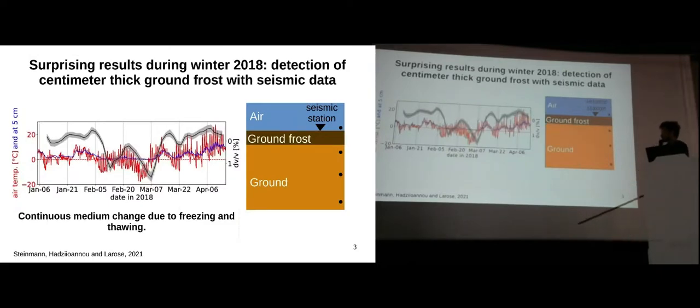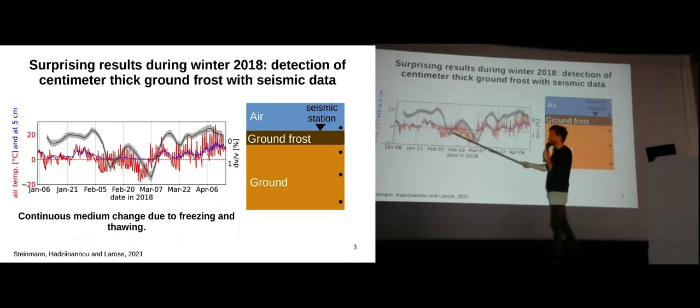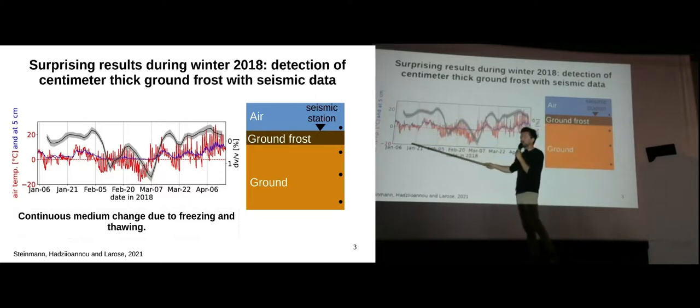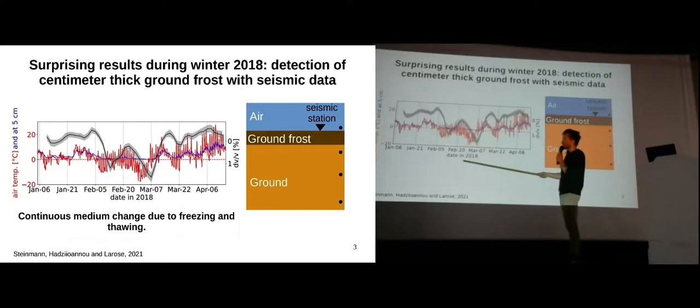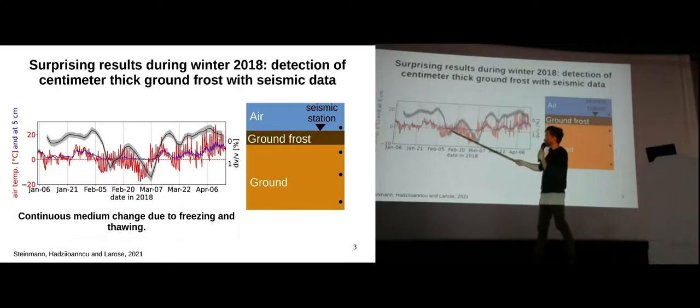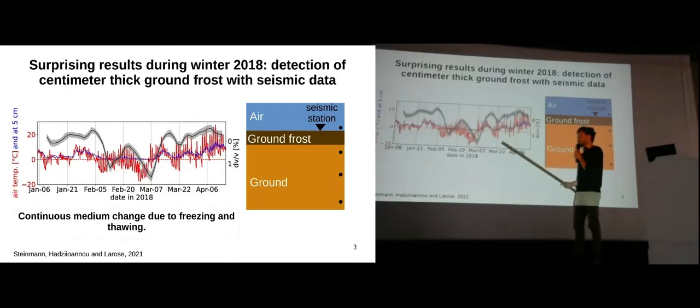We took a time period where we had an interesting medium change. You see time series from January to April 2018, so 4 months of data. In red you see the temperature curve measured above the ground. In February we have nights and also days with freezing air temperature. In blue we see the temperature curve at 5 centimeter depth, and the ground frost doesn't penetrate deeper than 5 centimeters. So this means we have a really thin surface layer with a high velocity.